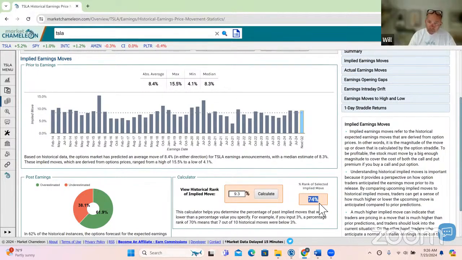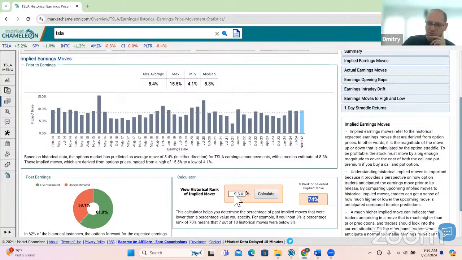And then we'll say, well, how many of them were below 9.3%? And this is telling us 74%. 74% of the observations were below, meaning 26% of the observations were above. So you get an idea of where you are, if you put it on a scale, in the historical range. Okay, that's what this is showing.